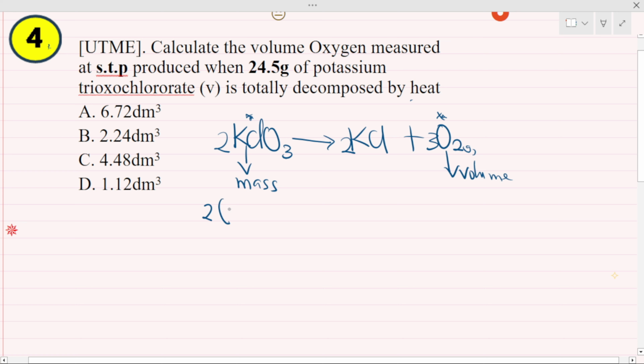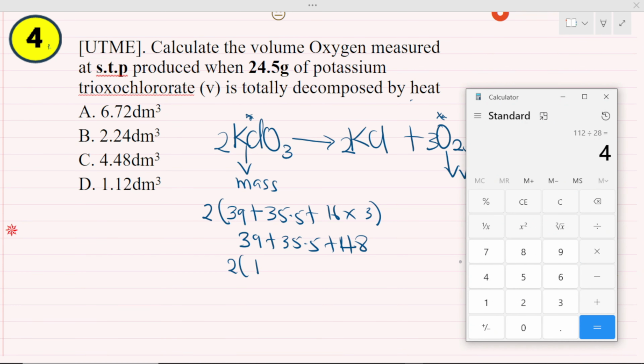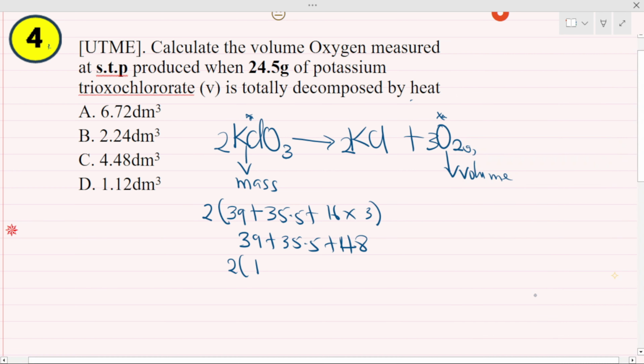So we have two molecules here. Potassium is 39 plus chlorine is 35.5 plus oxygen is 16 multiplied by 3. So you're going to have 39 plus 35.5 plus 48. You have 122.5. Multiplied by 2, you have 245 grams. That is the mass of KClO3. This mass now produces how many volume?